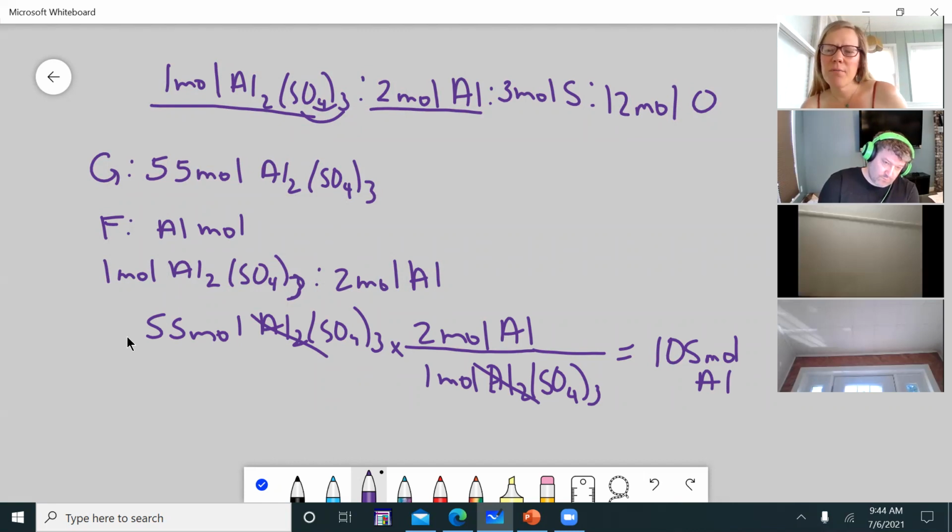If you're wondering how you can have 105 moles within 55 moles, remember, these are talking about moles of different things. This is 55 moles of a really big, clunky compound. This is 105 moles of just an element, aluminum.